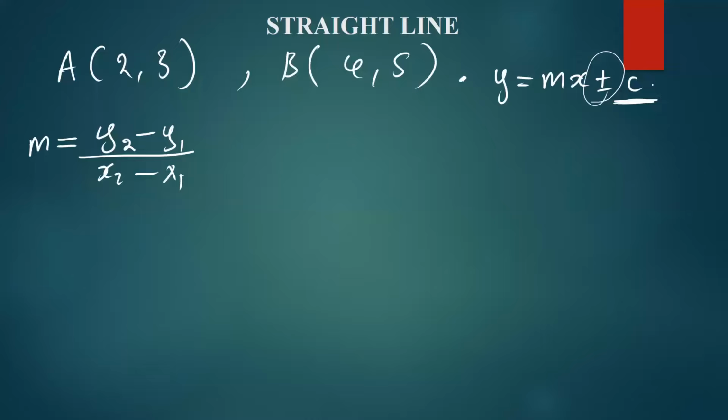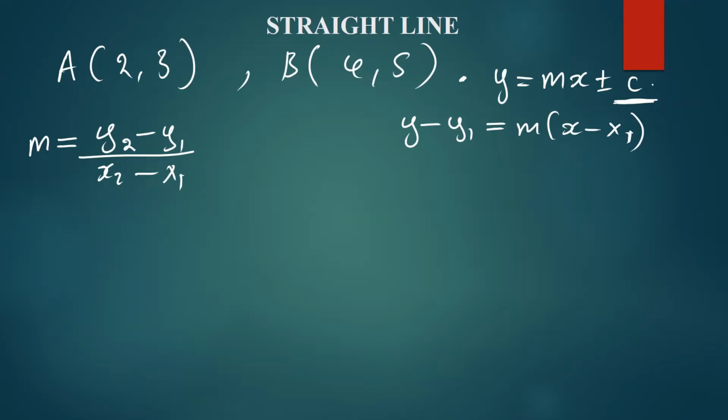This reminds me of one thing. The equation of a straight line can also be found using another equation. If you've just been given two points and you don't know what the y-intercept is, you can use another equation, which is y minus y1 equals m times x minus x1. So this is also another equation that you can use to find the equation of a straight line.